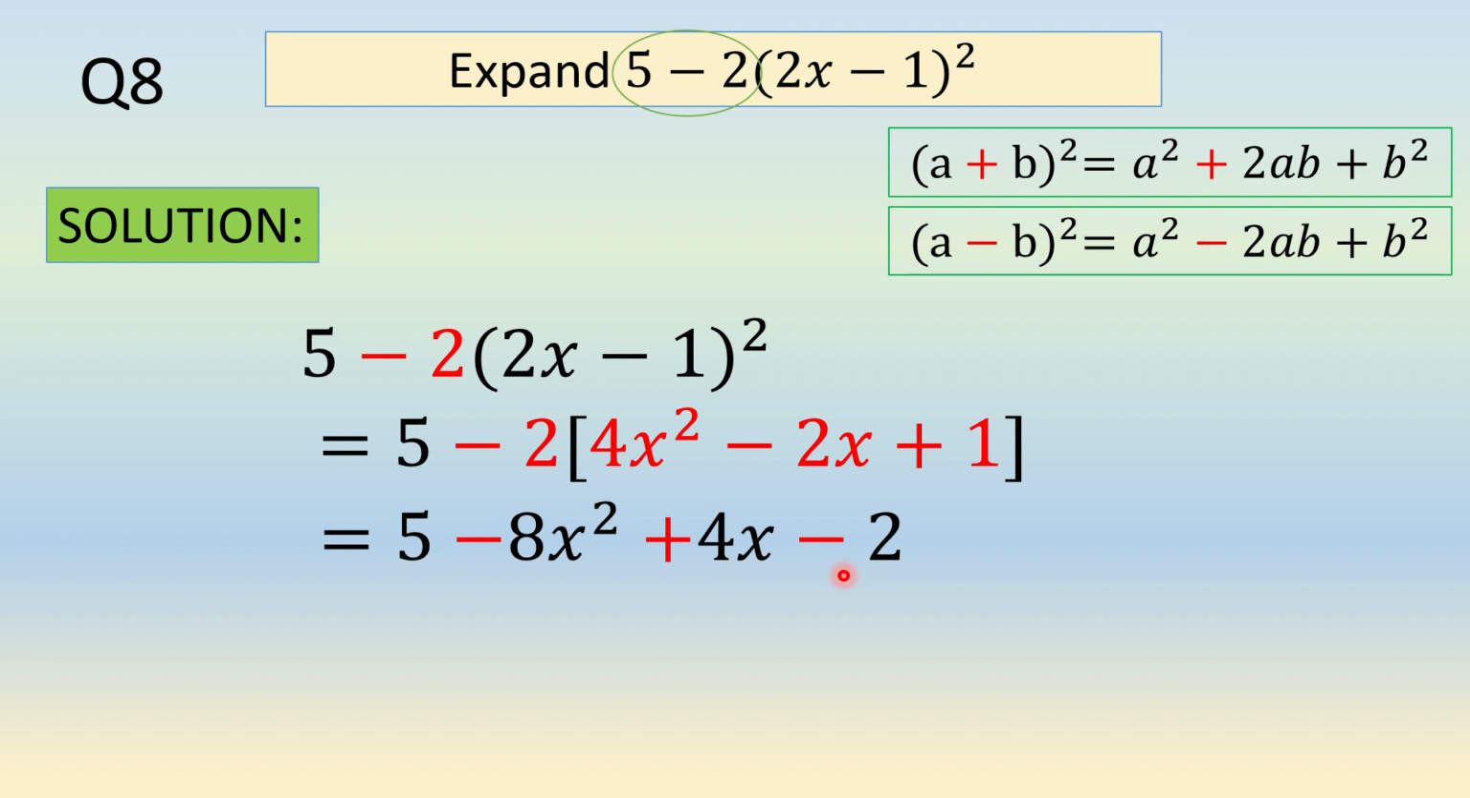Then you look for the like terms. Here the like terms will be 5 and negative 2. Simplify that, and you'll get 3 minus 8x square plus 4x. Now remember, you have to make sure that the highest degree term is first. So rearrange this expression, and you'll get negative 8x square plus 4x plus 3.